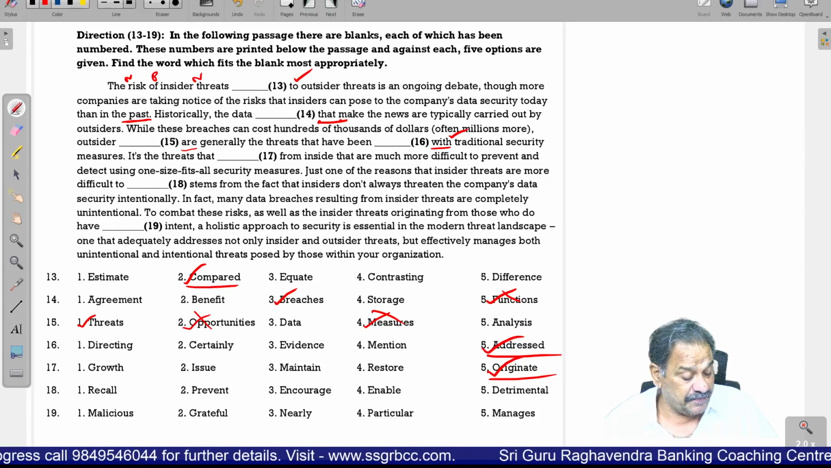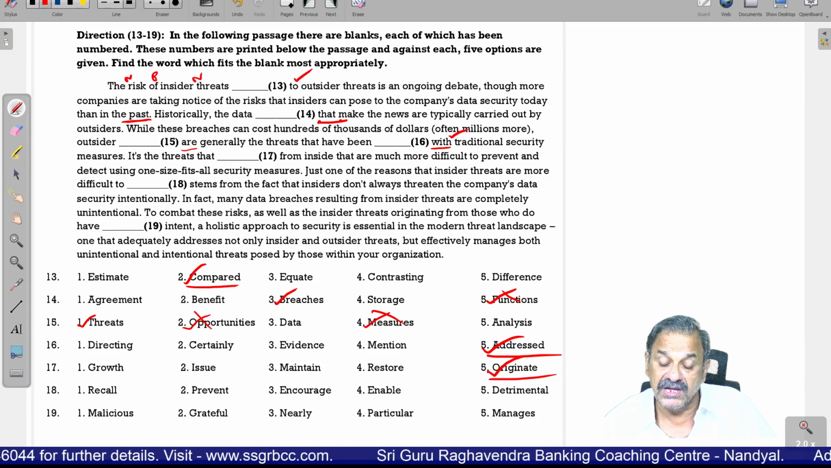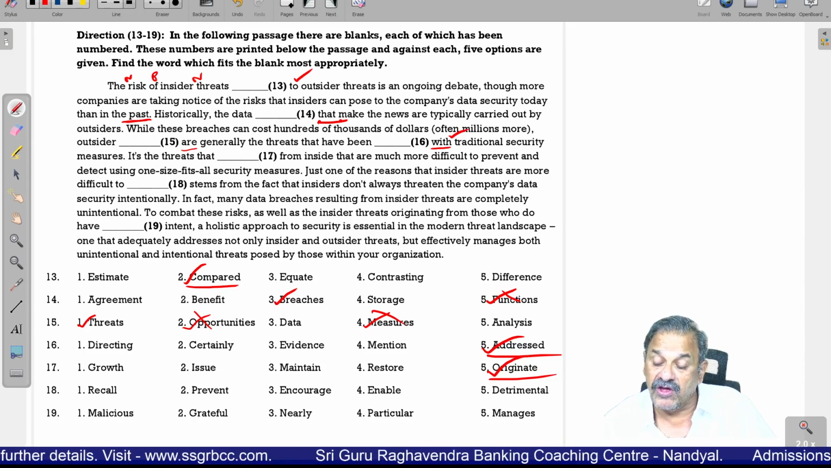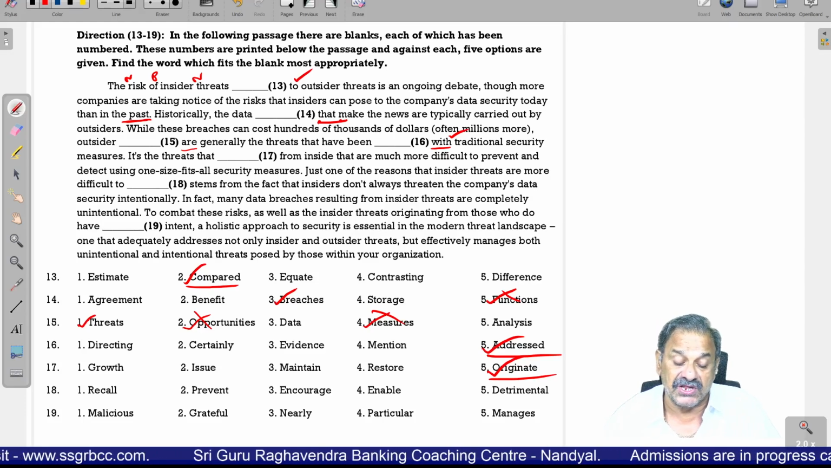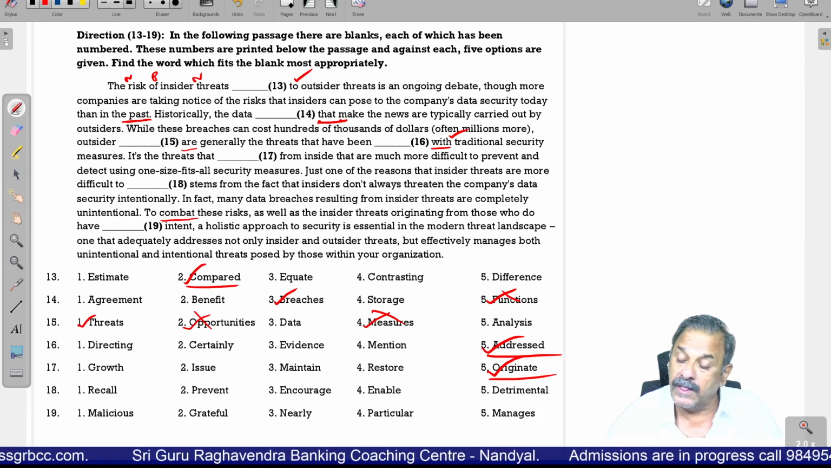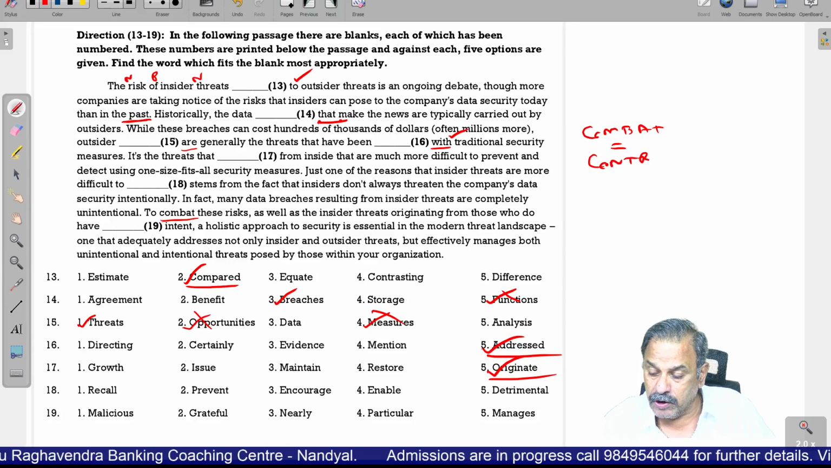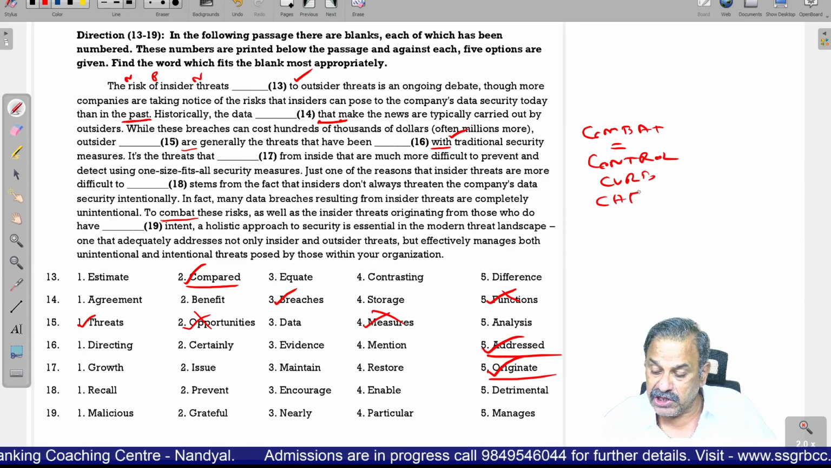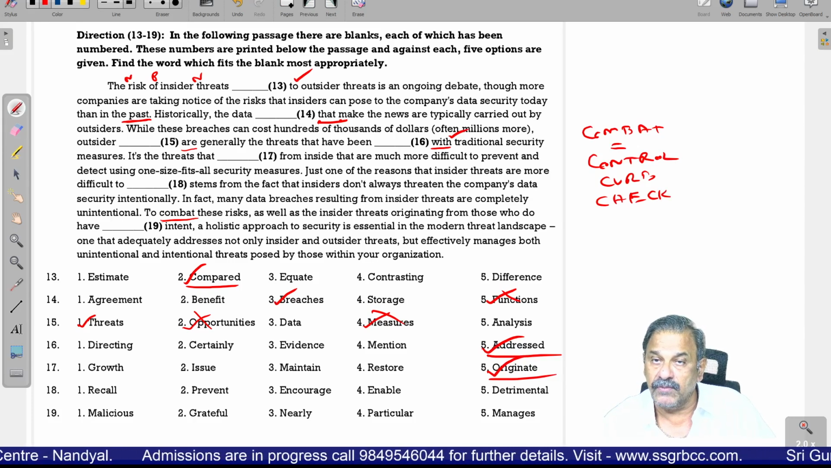In fact, many data breaches resulting from insider threats are completely unintentional. To combat these, combat means control. Combat means control, curb, check.